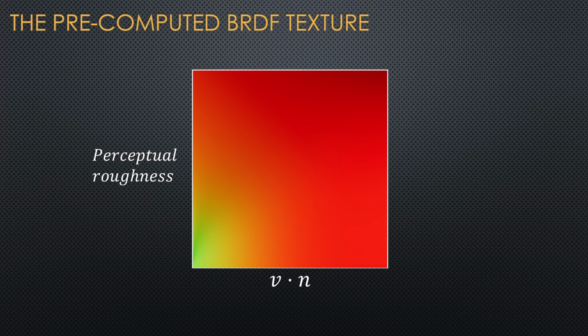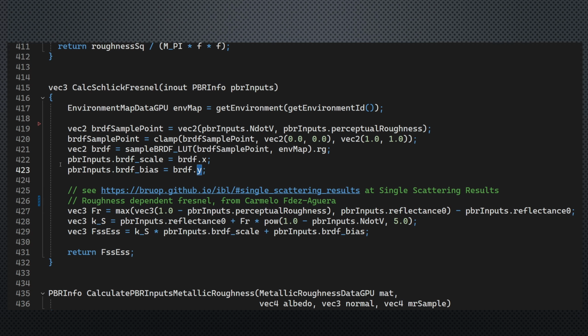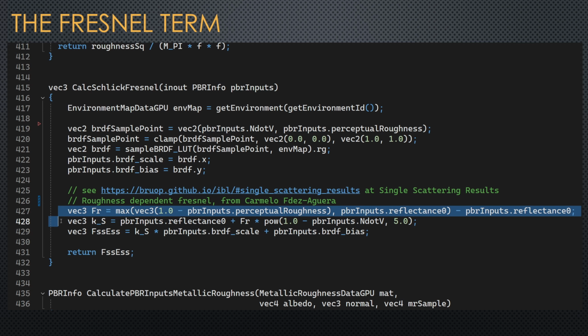from my repo. The next step is to construct the texture coordinates from n.v and the perceptual roughness from the previous function. We clamp it between 0 and 1, and we use it to sample the BRDF texture. The texel which is sampled contains the scale in the first component and the bias in the second. The scale and bias will be used in another function in addition to this one, so we cache them in the PBR input structure. The next 3 lines calculate the Fresnel term.